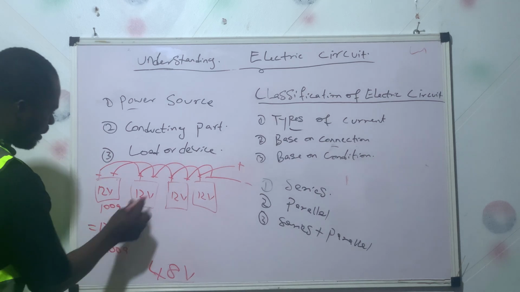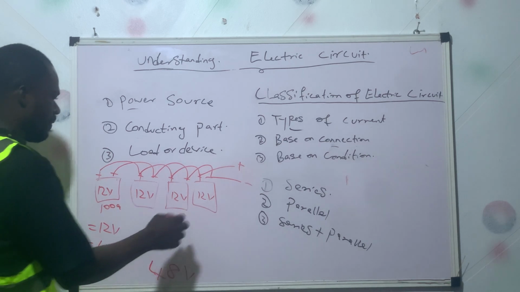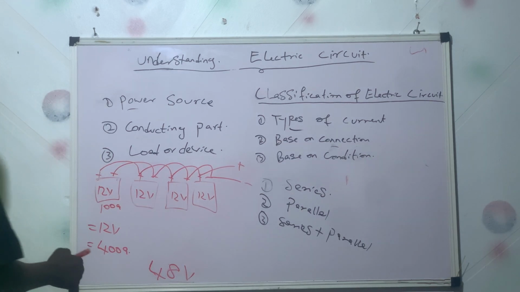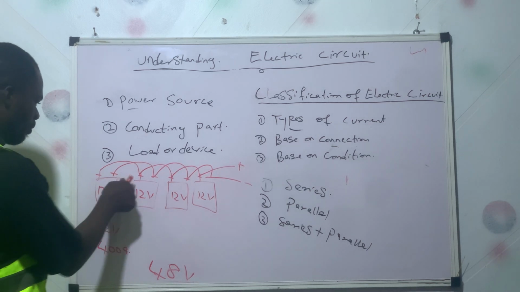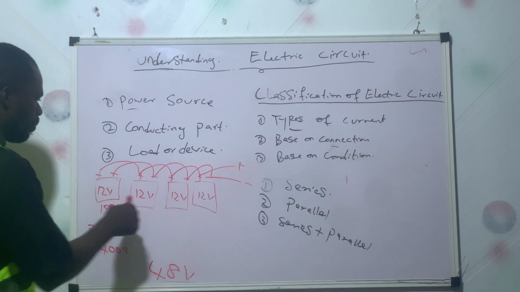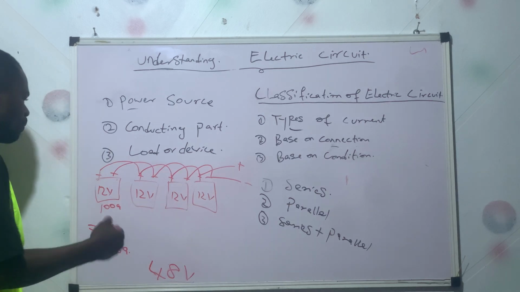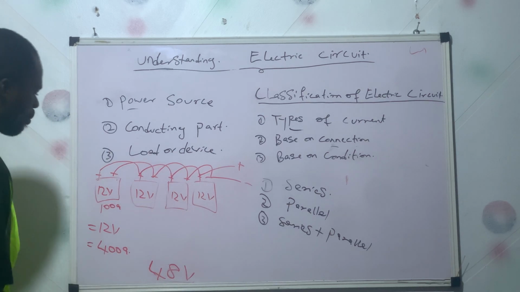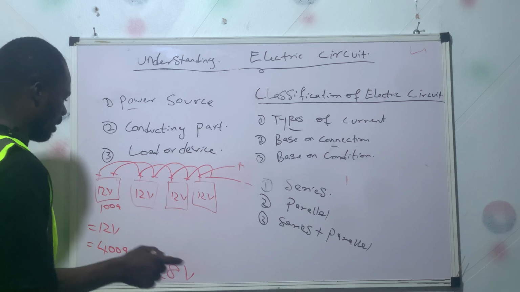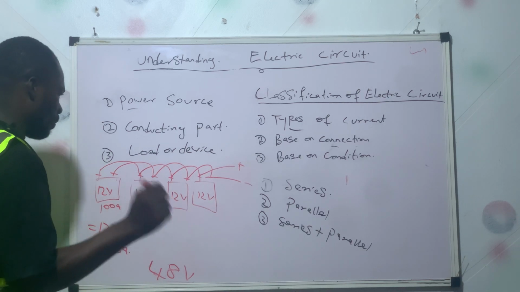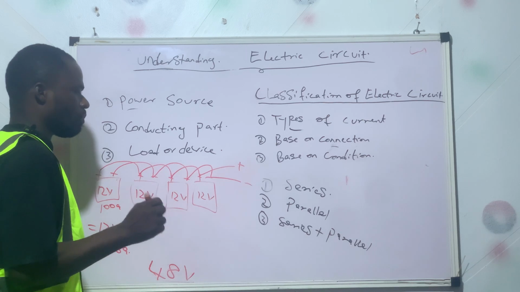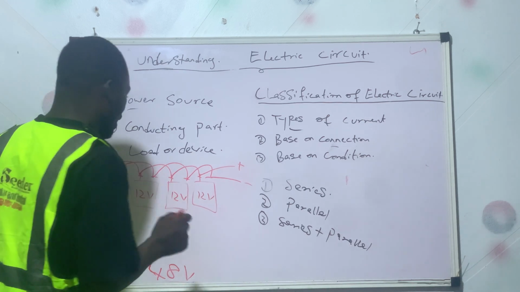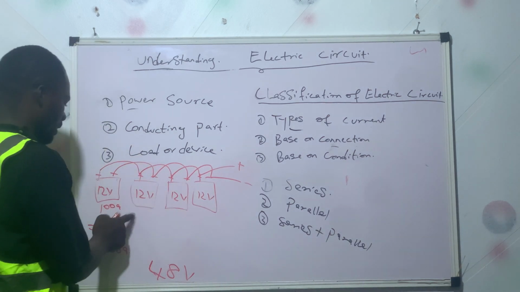The runtime of this battery will not be up to that of the 48 volt system because the inverter draws more power from your battery to function. It is working with more strength and more current. We'll go into more detail on this when we are talking about solar energy. When we are talking about solar installation, we go into more detail on this.